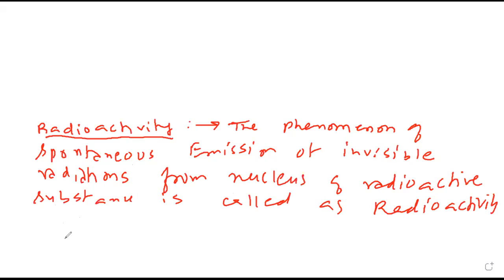Which are the three rays which are emitted in radioactivity? Alpha, beta, and gamma. Yes, the rays emitted are alpha, beta, gamma. Please copy again till this much.